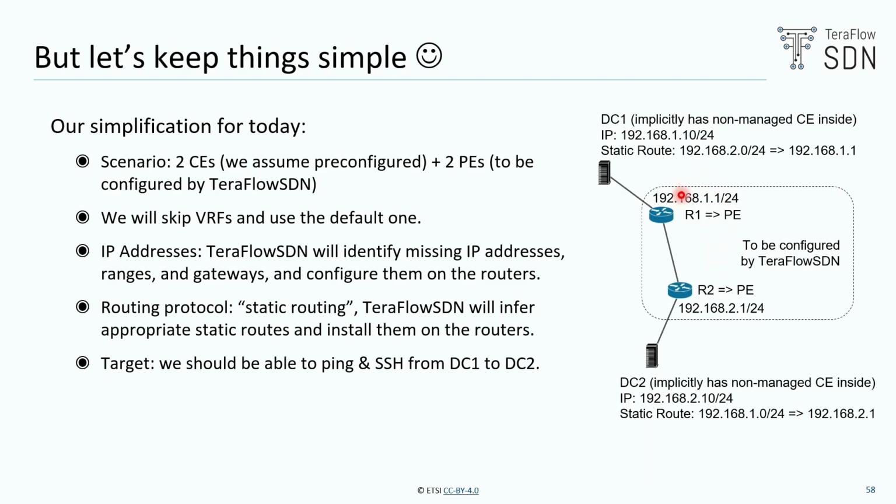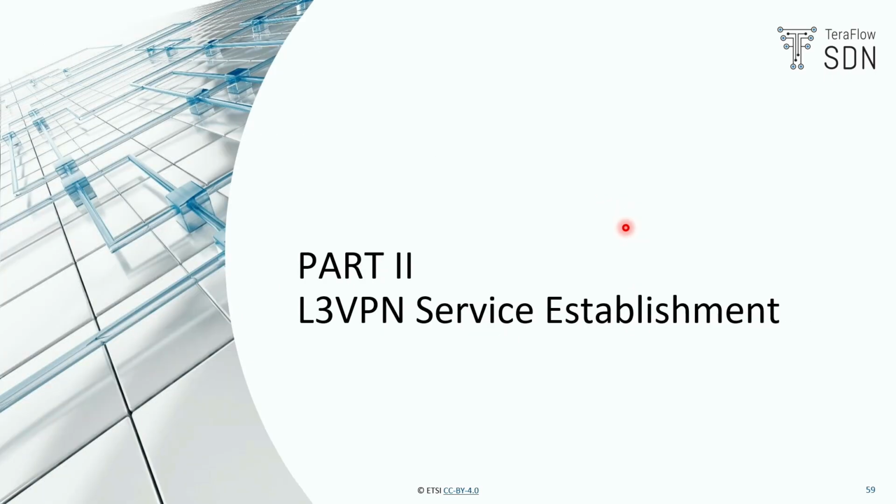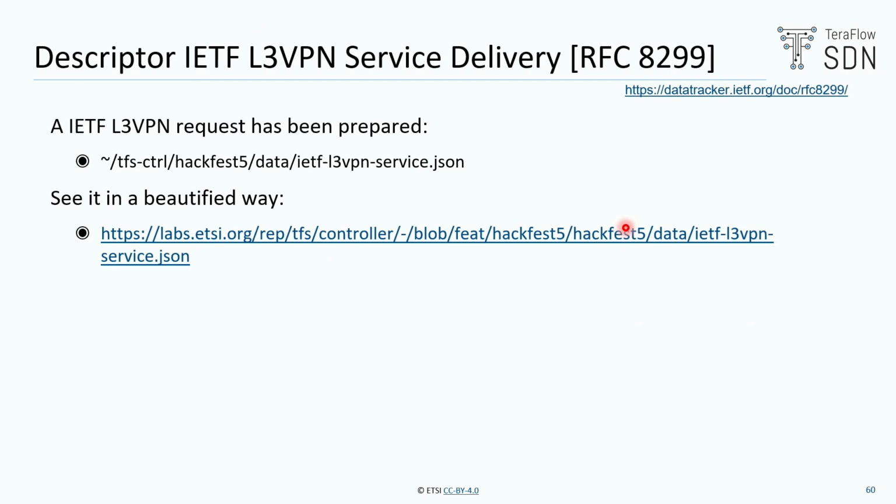Okay, that's the idea. And instead of using BGP or whatever other dynamic routing protocol that might take quite a lot to explain, we will go for static routing that probably all of us know how to work with. The target will be simple: being able to ping and maybe SSH between the two data centers. Okay, let's keep things simple. So for the service establishment, you have here the links for the example layer 3 VPN service descriptor that we will use.